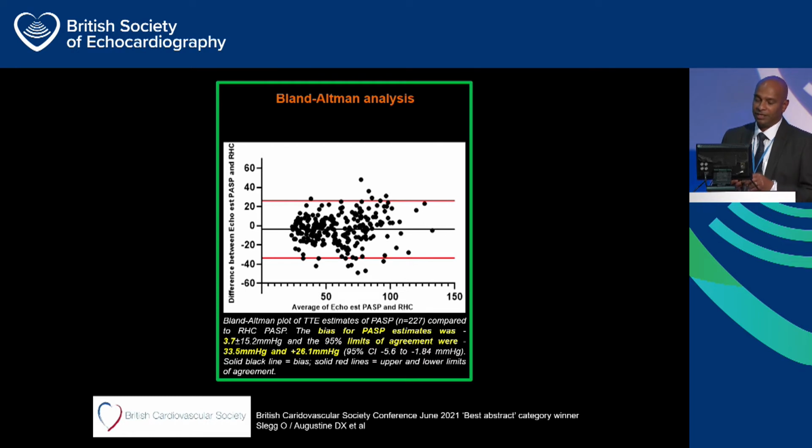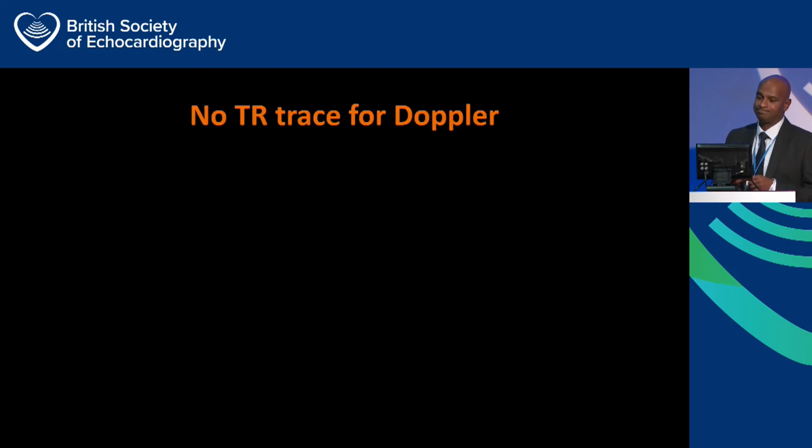We're a PH centre in Bath, and this is data from our centre, which Ollie Slegg, one of our physiologists, led on. Here he looked at 230 patients who had a right heart catheter and an echocardiogram within a month of each other. He looked at the pulmonary artery systolic pressure by each modality. The right heart catheter is the gold standard for estimating pulmonary artery systolic pressure. And what we found was that the limits of agreement were very poor. In some cases, there was a difference of 20 to 30 millimeters of mercury between the right heart catheter and the echocardiogram.